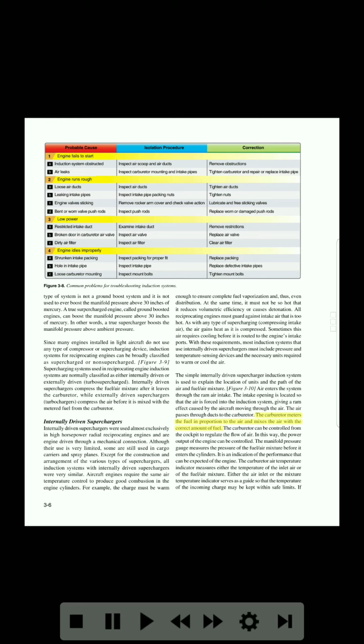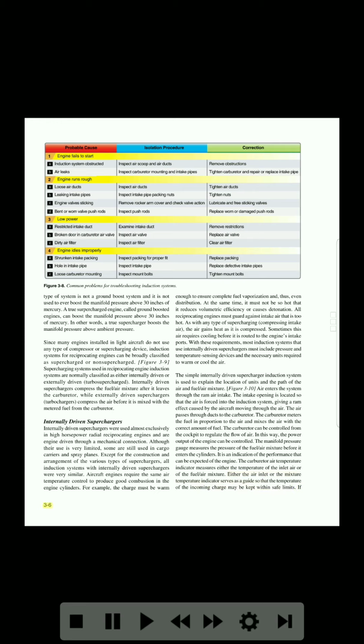The carburetor meters the fuel in proportion to the air and mixes the air with the correct amount of fuel. The carburetor can be controlled from the cockpit to regulate the flow of air. In this way, the power output of the engine can be controlled. The manifold pressure gauge measures the pressure of the fuel/air mixture before it enters the cylinders. It is an indication of the performance that can be expected of the engine. The carburetor air temperature indicator measures either the temperature of the inlet air or of the fuel/air mixture. Either the air inlet or the mixture temperature indicator serves as a guide so that the temperature of the incoming charge may be kept within safe limits.